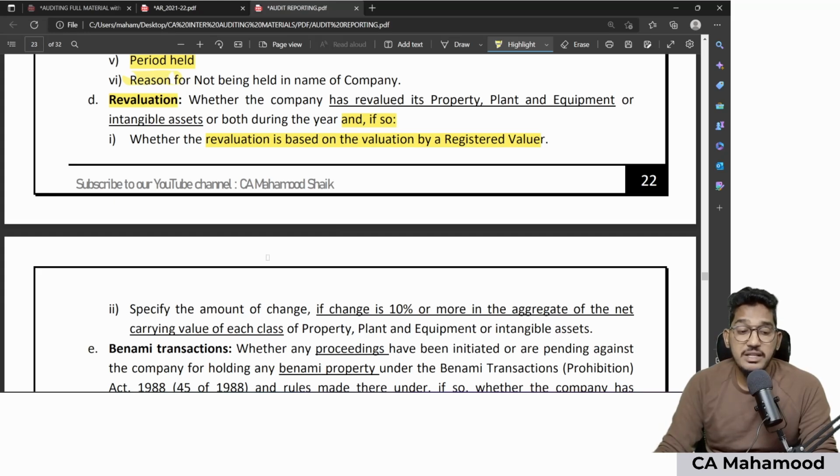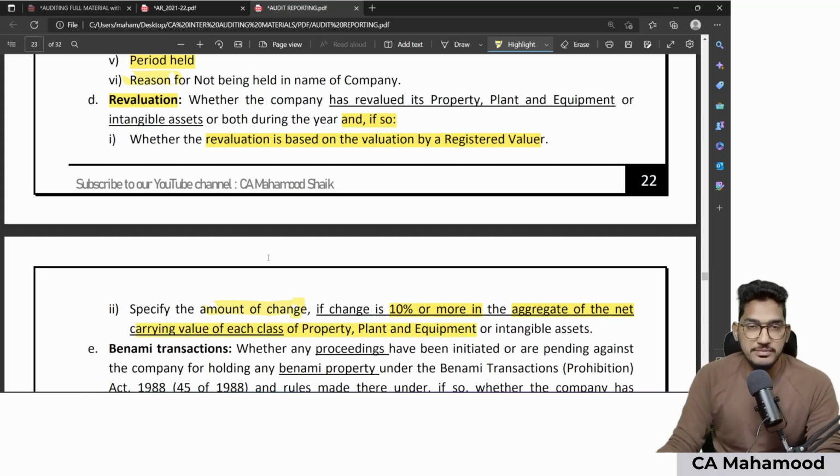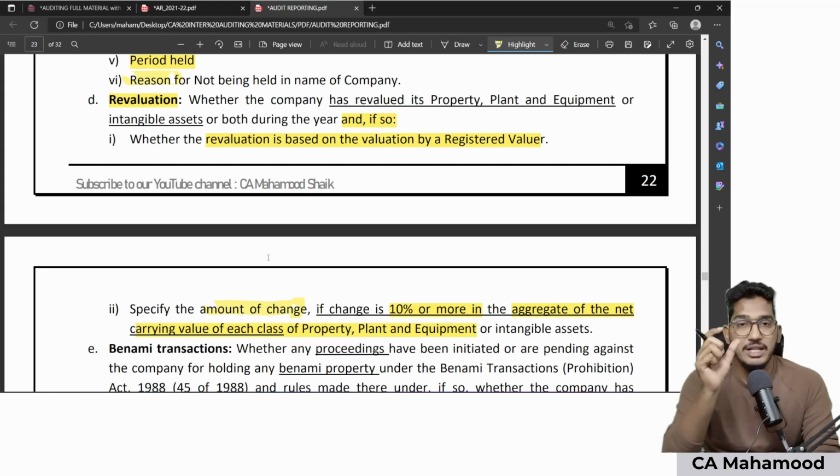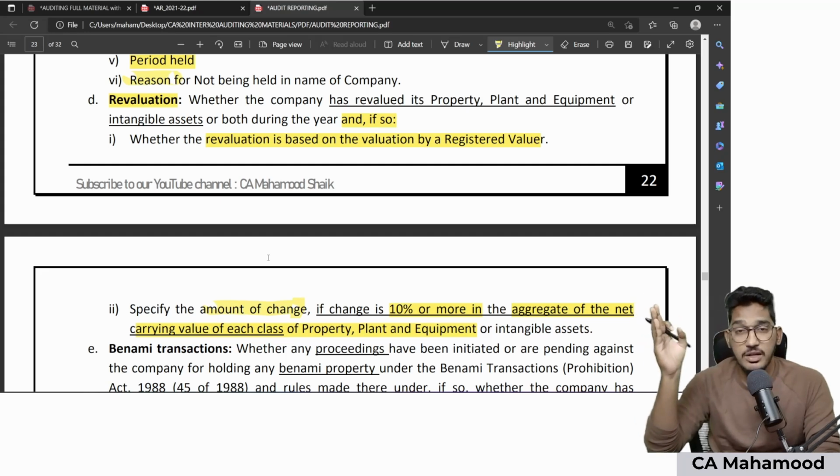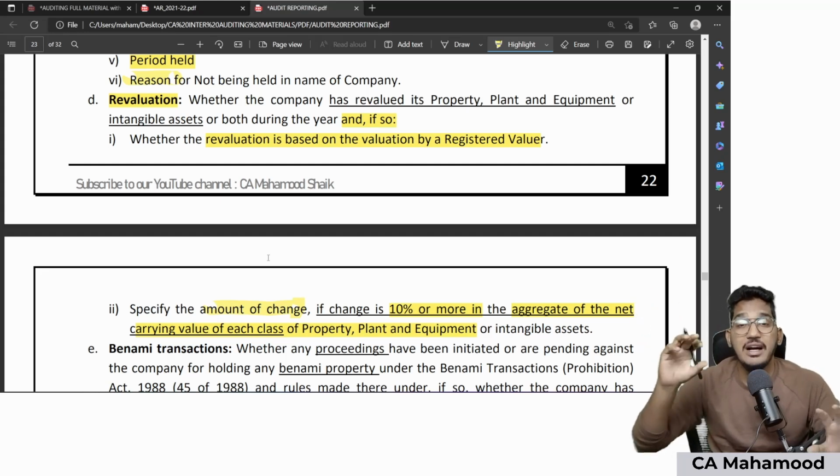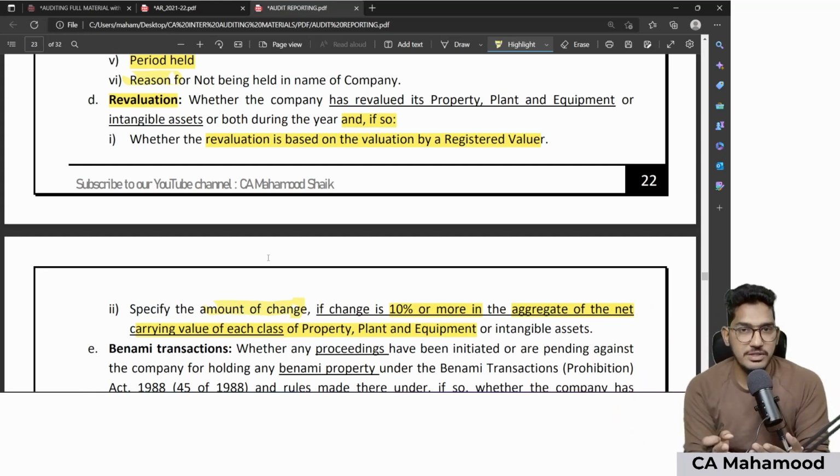And also specify the amount of change. You need to mention how much amount of change has happened because of revaluation only if the change is 10% or more in the aggregate of net carrying values of each class of property, plant and equipment. Which means you need to tell the amount of revaluation only if because of revaluation the change is 10% or more. Not for an individual asset, but for the aggregate value of the entire class of assets.